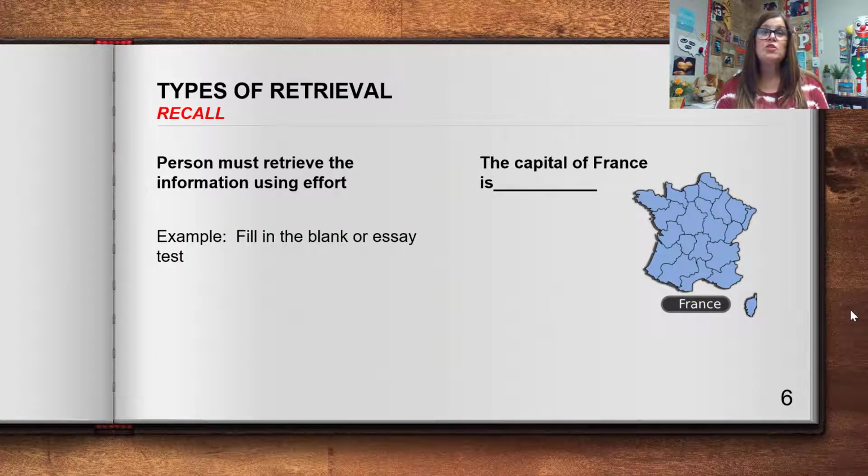Another type of retrieval is called recall. And with recall, the person must retrieve the information using effort. You aren't going to get any clues. It's going to require you to directly pull and retrieve that information from your memory. So a fill-in-the-blank test or an essay test would be an example of recall. So in this example here, the capital of France is, and then you would have to fill in the blank. No clues, no help, no Google.